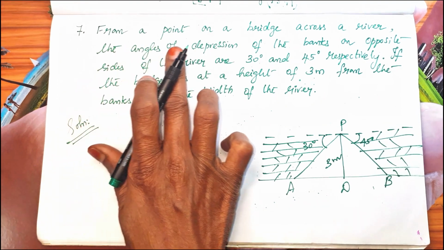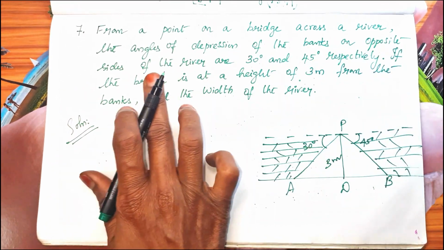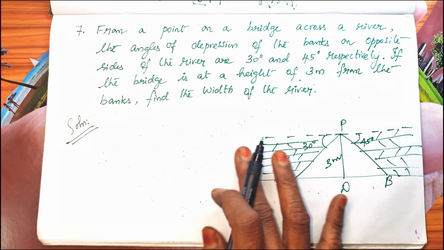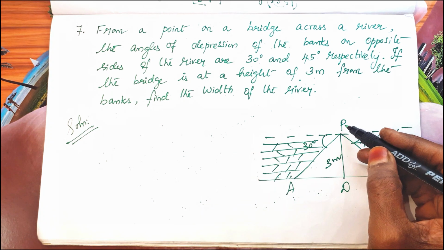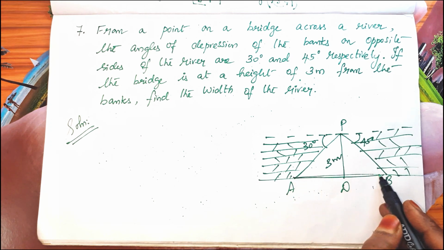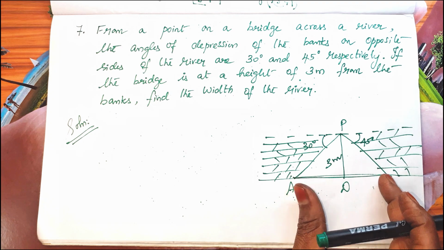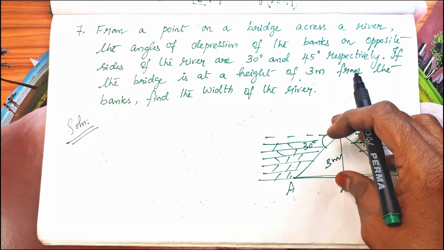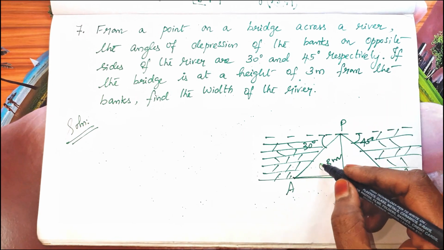So from a point on a bridge across a river, this is the river and this is the bridge. P is the top of the bridge and the river is AB. That is, this is the width of the river. This is the river and we have a bridge over the river. The bridge is at a height of 3 meters.